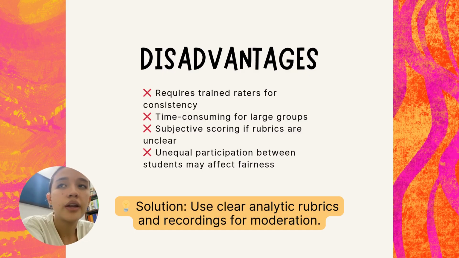Some disadvantages that we could find are that it requires trained raters for consistency. It is also a time-consuming assessment task for large groups. It is also subjective scoring if rubrics are not clear, and we could find unequal participation between students, because some of them are more likely to talk in English and to speak in general, and others not. A solution that we could find is to use a clear analytic rubric and recordings for moderation.